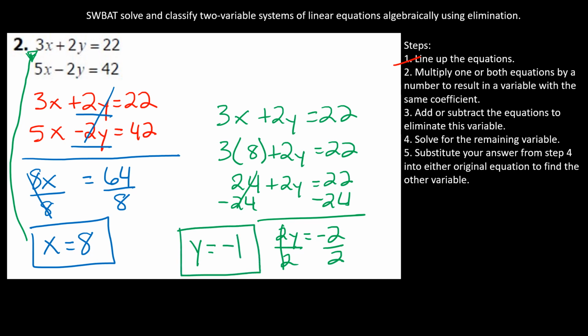Again, you can check your solutions using Desmos. You can graph these equations, look for that point of intersection, but you're going to get that x is 8 and y is negative 1. And this question is related to your question in the guided practice for this lesson.